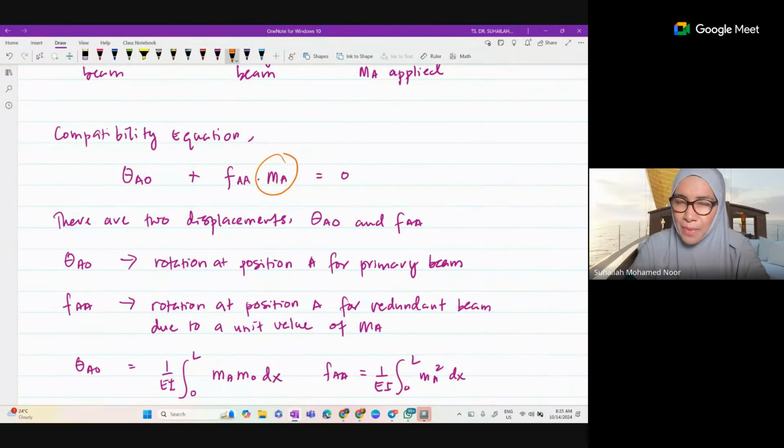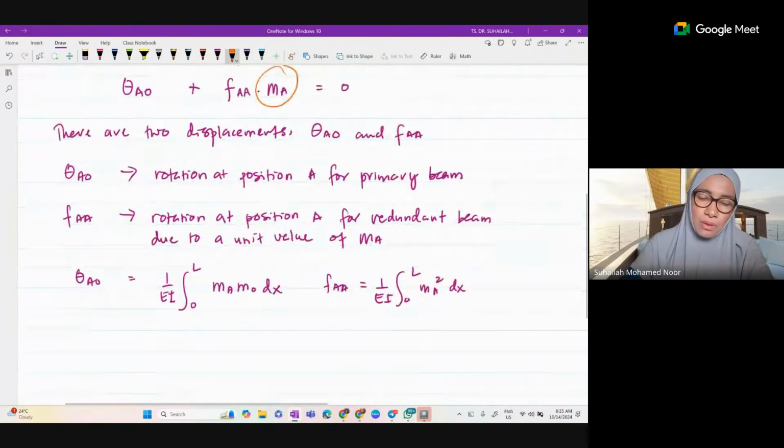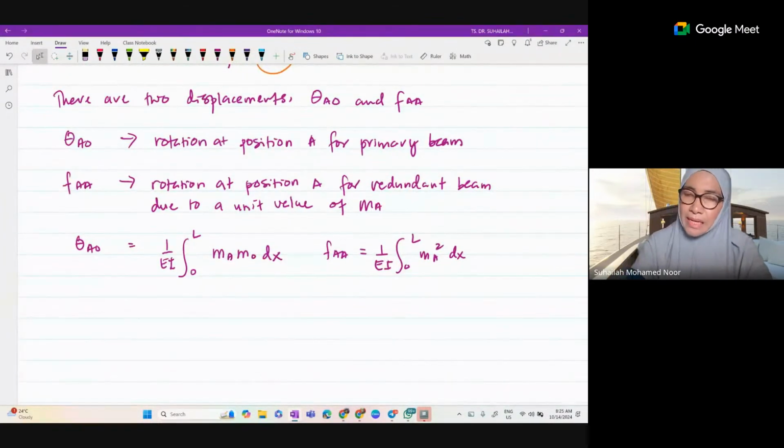Both are redundant and both are rotation. So rotation in the primary beam and rotation in the redundant beam. Okay, so what is the formula to calculate this rotation? Theta A naught is the integration of 1 over EI, we integrate MA M naught dx, and for FAA it is the integration of 1 over EI, integrate MA square dx.